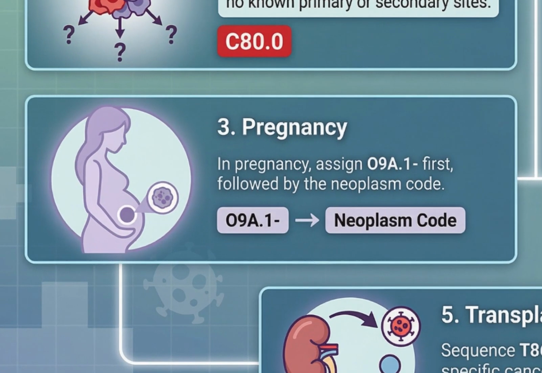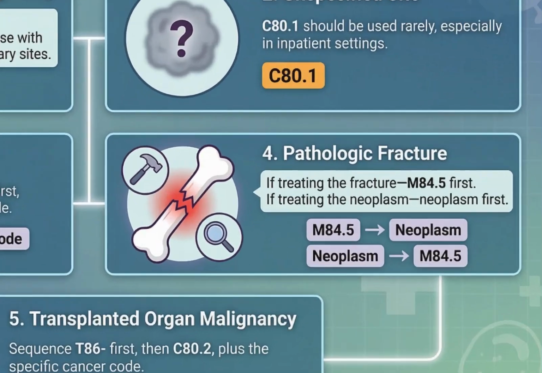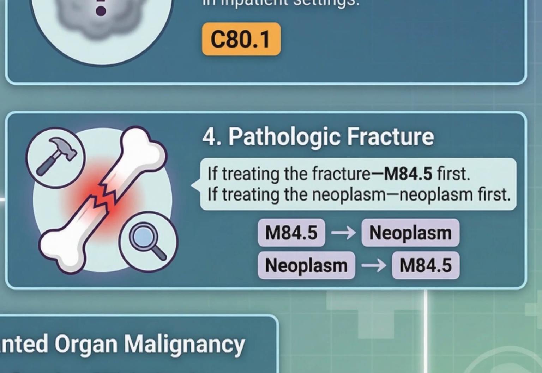Now, consider malignancy in pregnancy. When a pregnant patient has cancer, assign O9A.1 first, followed by the appropriate neoplasm code. For pathologic fractures due to neoplasm, sequencing depends on the focus of care. If the fracture is being treated, M84.5 is sequenced first. If treatment is directed at the neoplasm, the neoplasm code comes first.